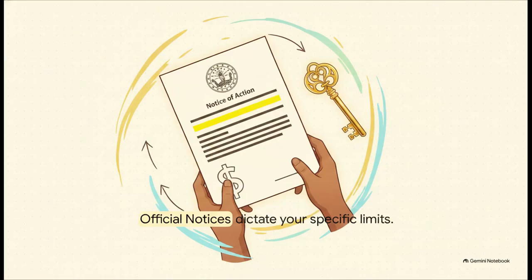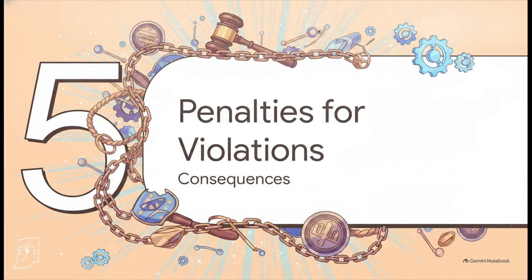Always keep an eye out for official mail bearing that Indiana state seal. Your official notice of action will explicitly state a dollar amount right under a bolded message that says, "You must report if your monthly gross income is more than this amount." Keep that piece of paper safe. It's basically your personalized rulebook. Section 5. Penalties for rule violations.